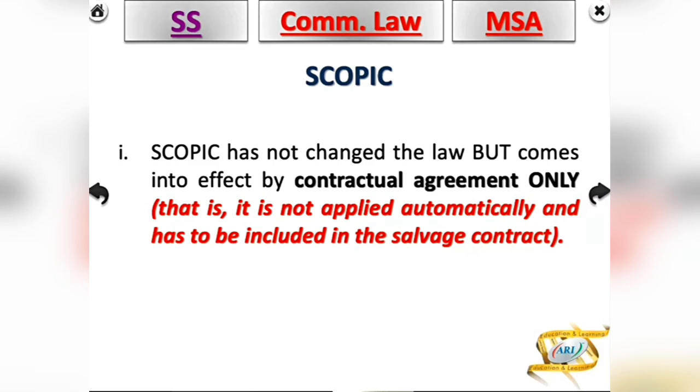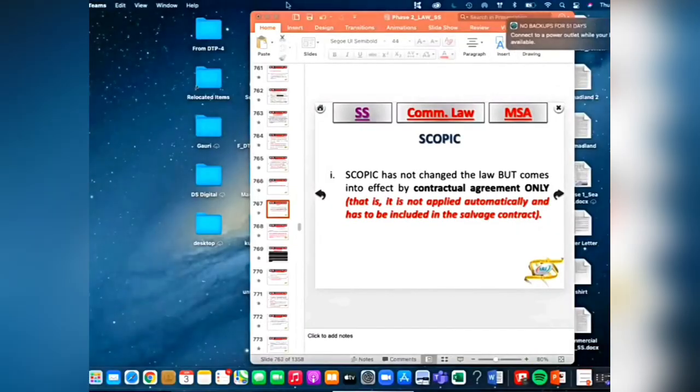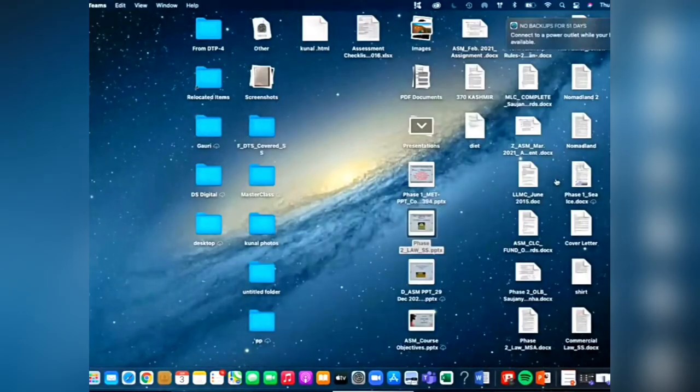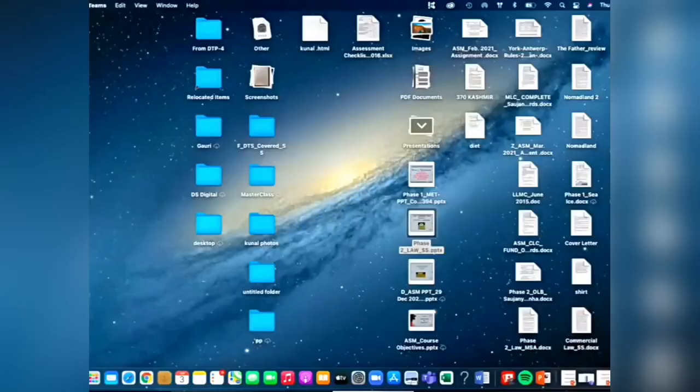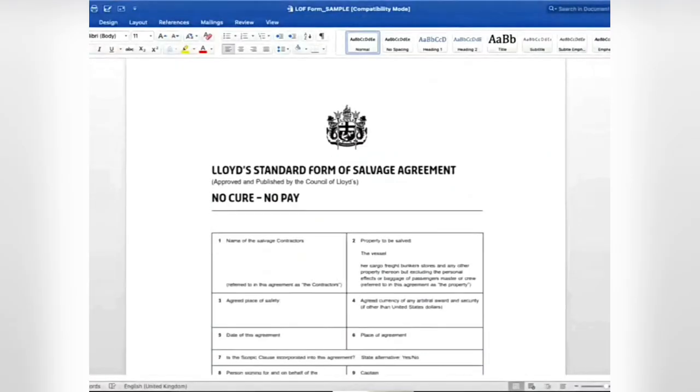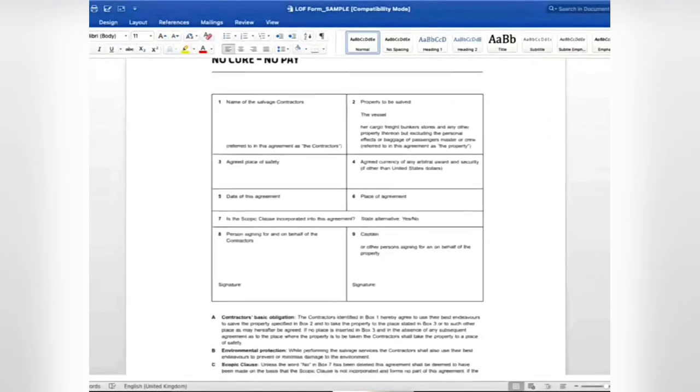So at this point, I would like to show you the inclusion of the SCOPIC, because it does not come automatically. The salvors have to choose, need to go and have a look at the form. Our interest is box number 7. This format, the clauses, contractors, obligations, environment protection, is incorporated into this agreement, yes or no.